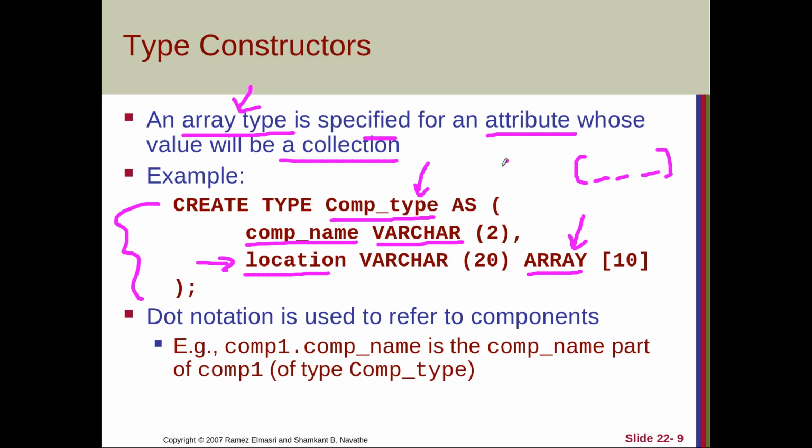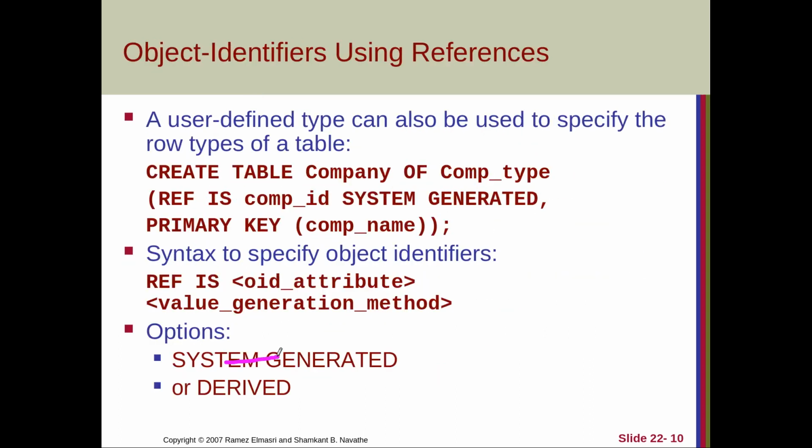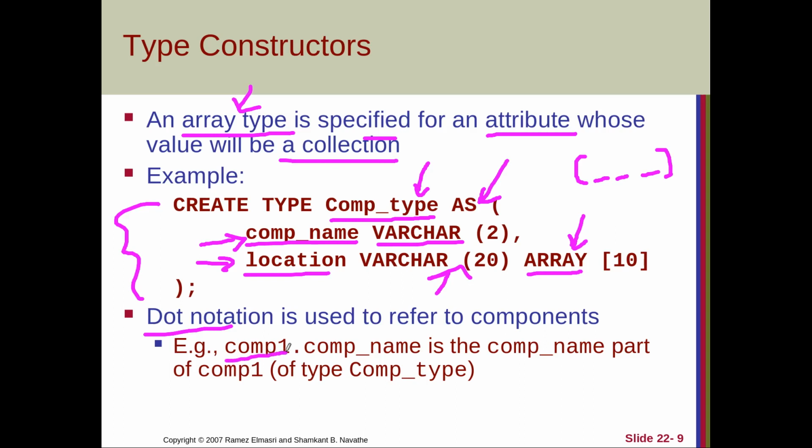So row is given, which is part of the entire type. Array is given as part of a particular attribute. Now in order to access a particular component, dot notation can be used for accessing a particular element like company name. How can we access a company name? If comp1 is the object, company 1 dot company name. This is the way in which we can access the company name of company 1, which is of company type.